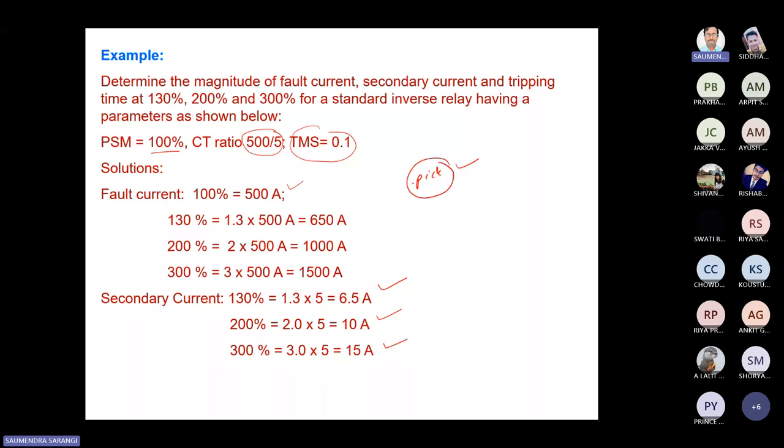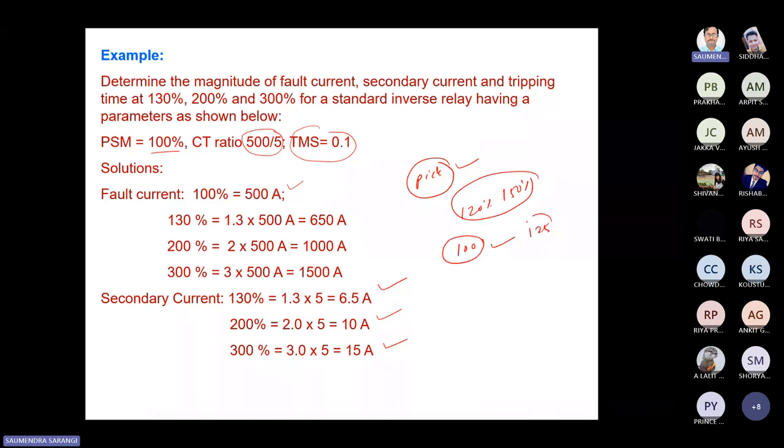What is the load current? Load current is the total current for the total load connected. Considering that, we normally give a setting for the overcurrent relay of 120% to 150%. This is the setting for the overcurrent relay. So if our current is 100 ampere, then what will our pickup setting be?